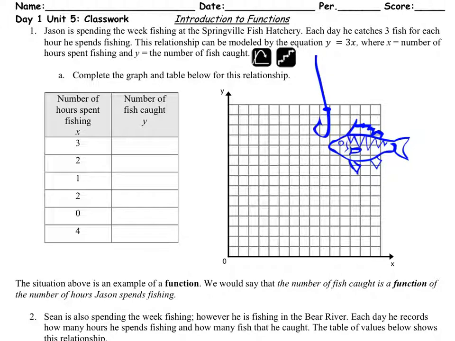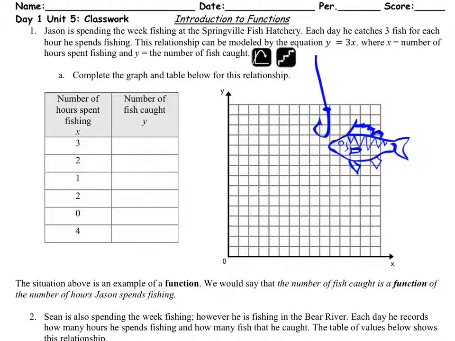Hopefully that does make sense, because x is independent, and y is dependent on the independent variable, meaning the number of fish caught will have to depend on how many hours have been fished. So, we need to complete the graph and the table below, but let's do the table first.